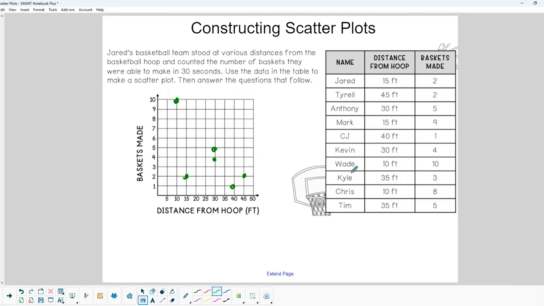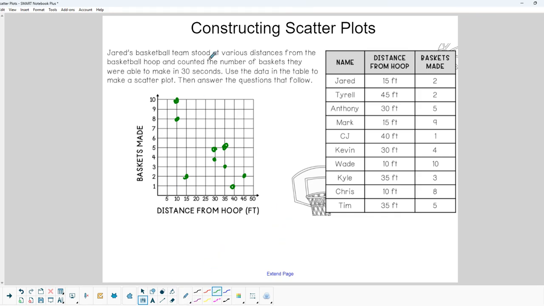35 feet away, 3. 10 feet away, 8. And 35 feet away, 5. All right, so there appears to be kind of a negative association there. The further away you are from the basket, the fewer baskets you make, as a general rule.